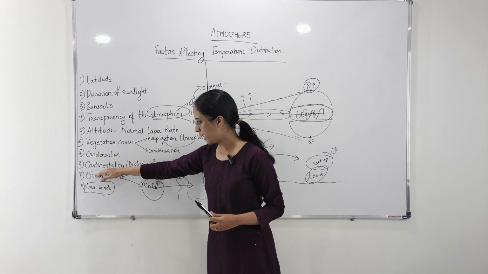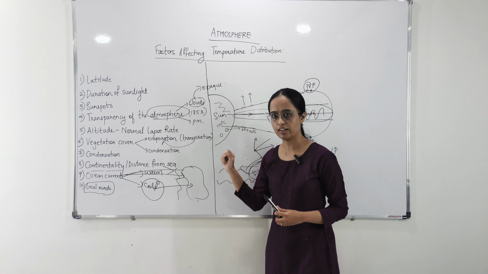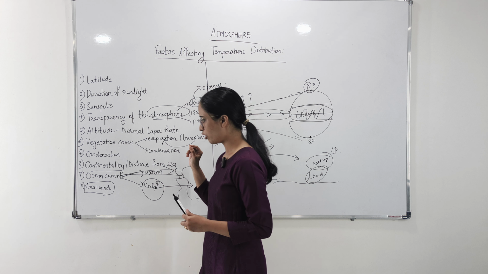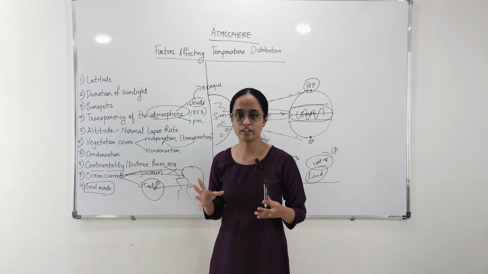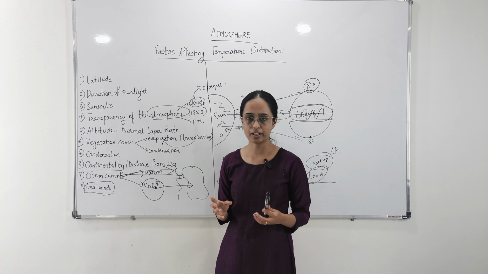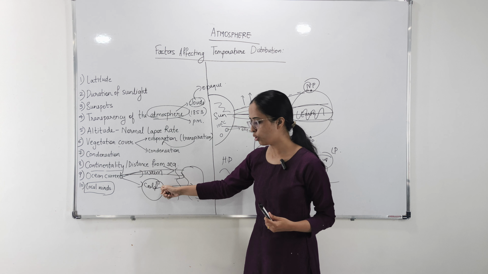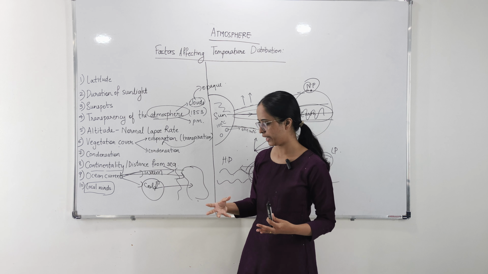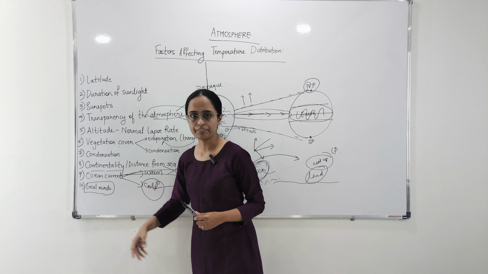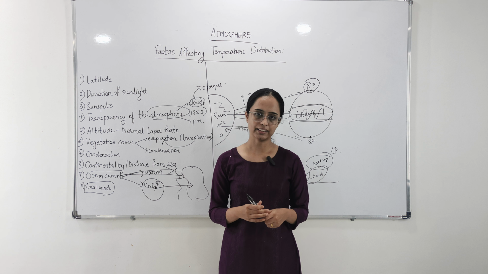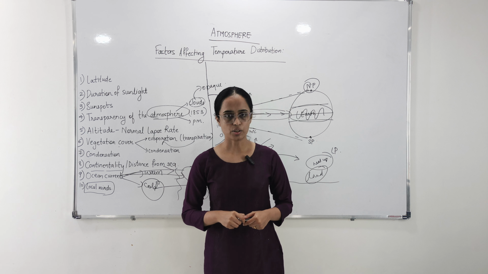Then you have continentality or distance from the sea. Lands which are closer to the sea experience moderate temperature, but regions which are landlocked and do not have water bodies around them experience extreme temperatures. Ocean currents, like the warm and cold ocean currents, have their own role to play. And finally, we saw the local winds like Santa Ana winds and the loo that we could experience in the Delhi region. So that's all for today.